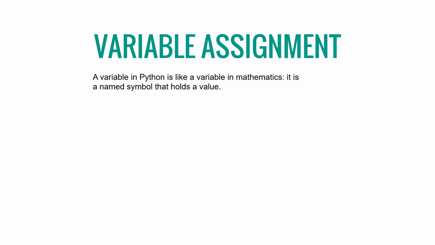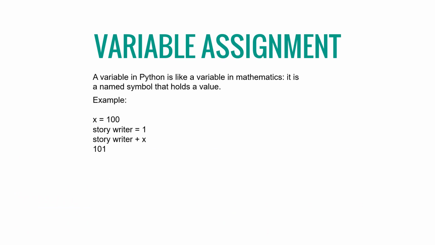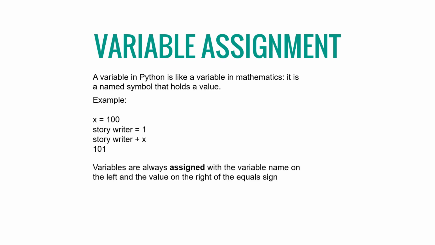A variable in Python is like a variable in mathematics. It is a named symbol that holds a value. Like in mathematics, you have used x, y, z, and you assign different types of values to them. The variable in Python is quite the same. Let me show you an example. You can type x = 100, then you can write storywriter = 1, and then storywriter + x will be 101. Variables are always assigned with the variable name on the left and the value on the right of the equal sign.